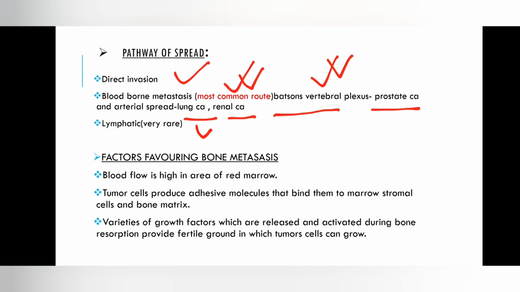Now, the factors which favor bone metastasis are that the blood flow is high in the area of the red marrow. The tumor cells produce adhesive molecules that bind them to marrow stromal cells and the bone matrix. And a variety of growth factors which are released and activated during bone resorption provide fertile ground in which the tumor cells can grow.